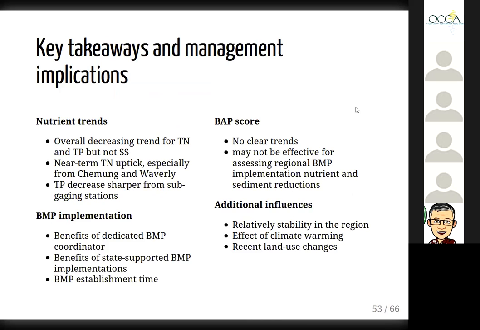So the key takeaways and management implications that we came across were, for the nutrient trends, the overall decrease that we saw in TN and TP at each gauge station. We didn't see a decrease in suspended sediment throughout the years. And then there was that uptick towards the end for total nitrogen in Waverly and Chemung, and that the total phosphorus decreased sharper in some of the sub-gauging stations than they did at Towanda, the main gauge station that drains the whole Susquehanna watershed.